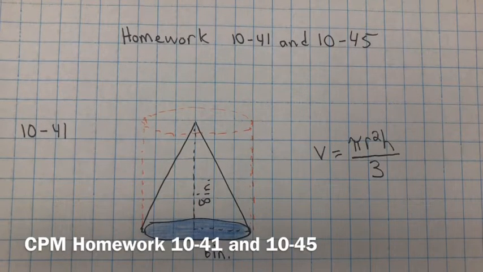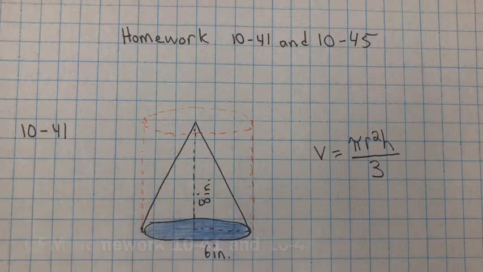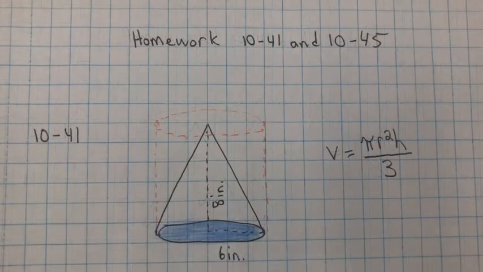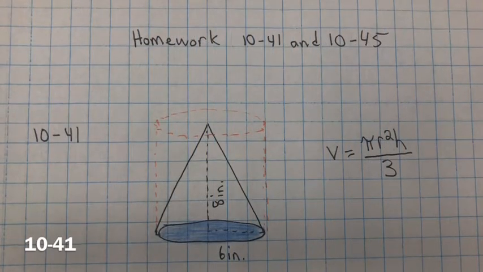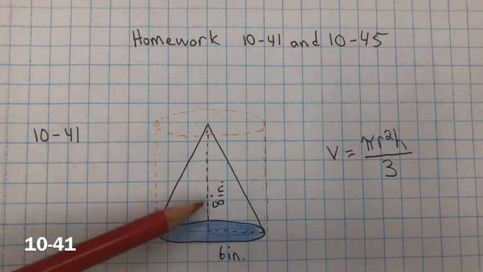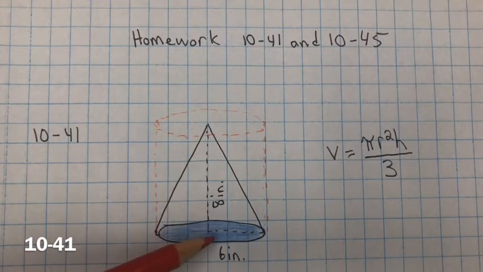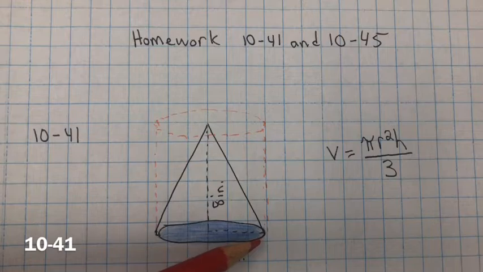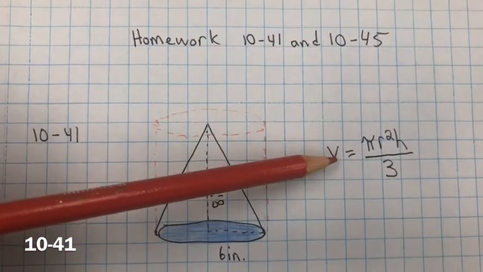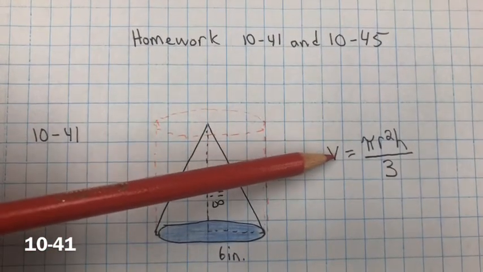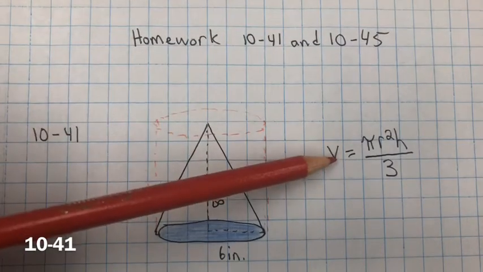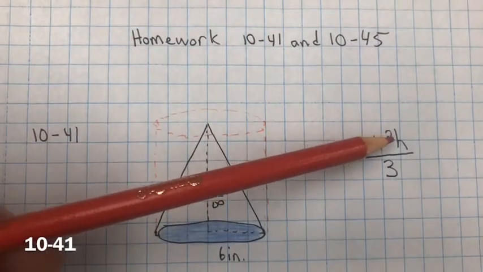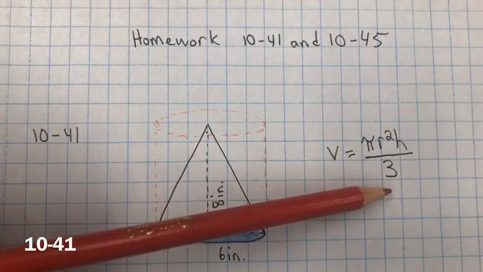This is the homework for 1041 and 1045. For problem 1041, you need to find the volume of a cone shown in problem 1037. So we have a cone that has a height of 8 inches and a radius of 6 inches. And the formula for the volume of a cone is V equals pi r squared times the height divided by 3.